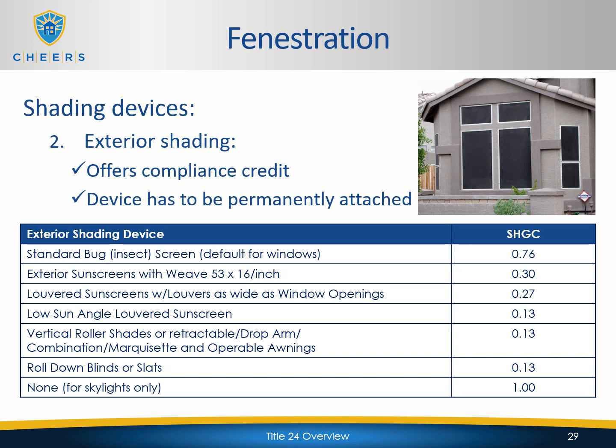Now exterior shading, these are exterior shading devices. It offers compliance credit, but the devices have to be permanently attached to the structure. And this is just an example of what some of those shading devices might be and the solar heat gain coefficient value that might add to the window. And again, keep in mind, shading devices only increase the solar heat gain coefficient benefit because they're minimizing solar heat radiation from coming into the house. They're not going to increase the U factor. It doesn't provide any additional insulating property to the window.